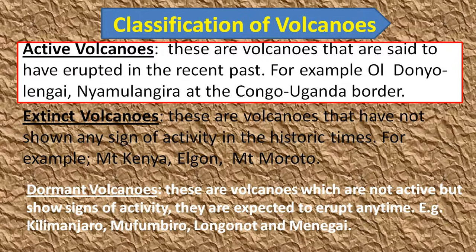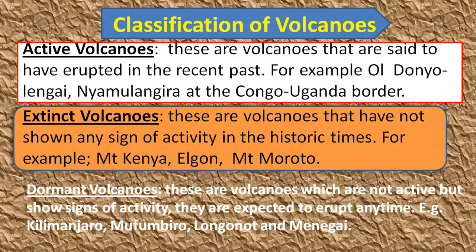These are the volcanoes that are said to have erupted in the recent past. For example, in East Africa, we have the Nyamlangira at the Congo-Uganda basin, and then we also have what we call the extinct volcanoes. These are volcanoes that have not shown any sign of activity in the historic times. For example, Mount Kenya, Elgon, and Moroto. They did erupt some time back, but in a few years past, we have not seen any sign that shows that they're about to. We continue.